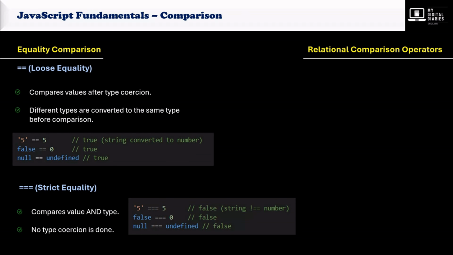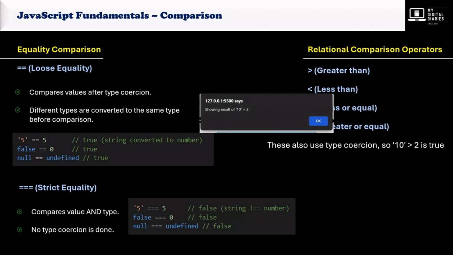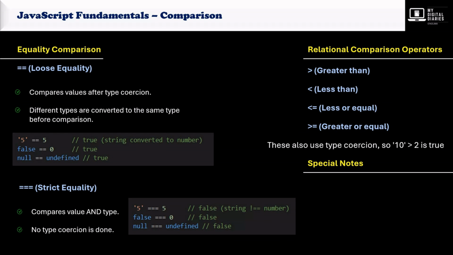Now we'll see relational comparison operators. The relational comparison operators, you must be knowing these. You have greater than, less than, less than or equal to, or greater than or equal to. An important point here is that these operators also perform conversion like you see in loose equality. A similar thing is happening here. So now if you see, if you compare the string 10 is greater than 2, it will always return true.